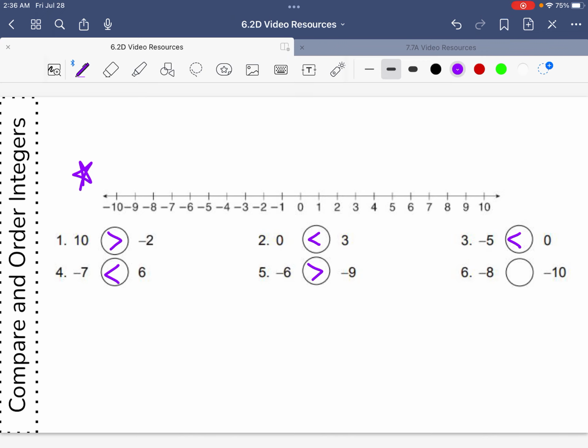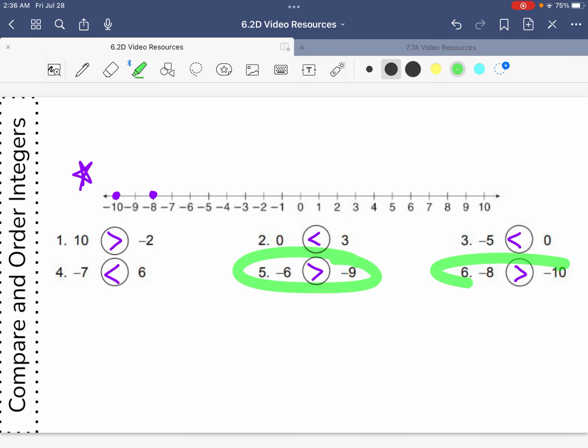This same process can be applied with negative 8 and negative 10. So I'm going to find these two values on my number line. And again, I see that negative 8 is greater than negative 10. So these two problems illustrate for us that when we are comparing negative numbers, we must use a number line. And also, the more negative a number is, the smaller the value.